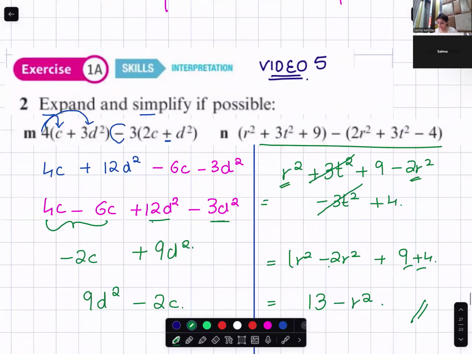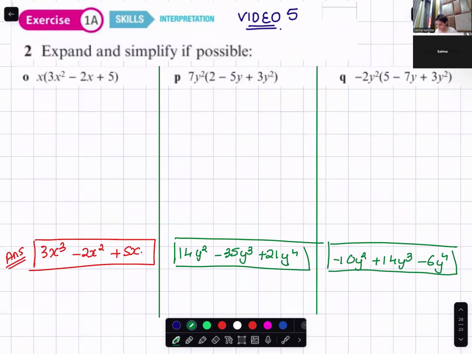Let's go ahead. These are the remaining sums of question 2. I'm very sure you would be able to solve it. You just need to multiply everything with x. So it would be x into 3x squared, x into minus 2x, and x into 5. This would be your main answer. Please note that when you're multiplying this and this, you would have the law of indices applied. So it would be 2 plus 1.